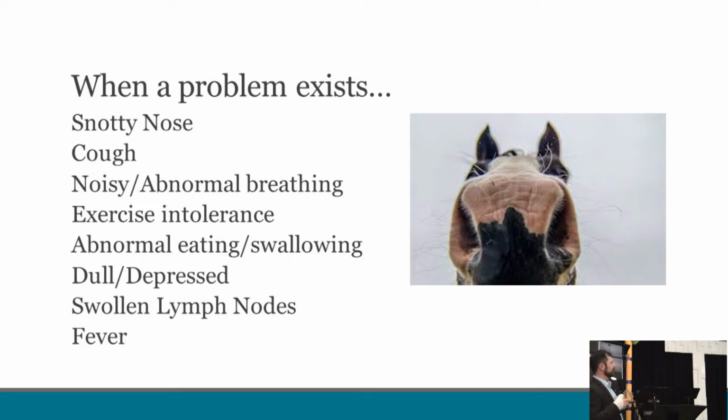So what does that look like when a problem exists with the respiratory system? We might see things like a snotty nose, a cough, noisy or abnormal breathing, obviously exercise intolerance, abnormal eating, swallowing, acting dull or depressed, having swollen lymph nodes in the head or in the throat, or a fever as well.